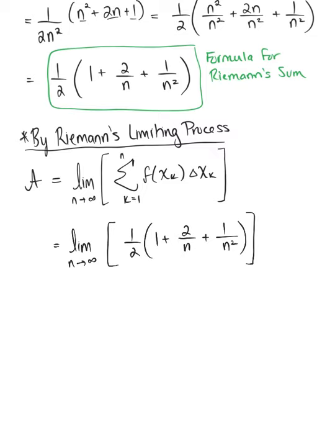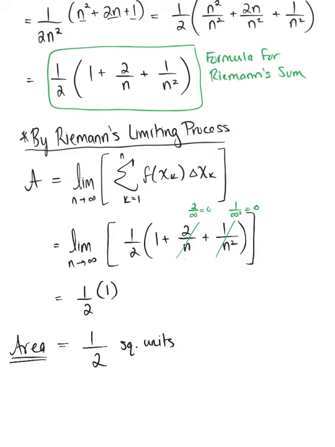And we can see that all of those reciprocals, this 2 over n, right? That's going to approach 2 over infinity, which goes to 0. Same thing with this 1 over n squared. That's going to be 1 over infinity squared, which goes to 0. So we're just left with 1/2. A limit of a constant is just that constant. So we have 1/2 times 1 for a beautiful final answer of 1/2. And just don't forget, this is the area. This is the exact value of our area by Riemann's limiting process.